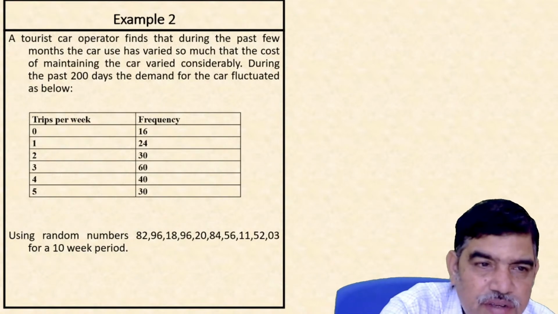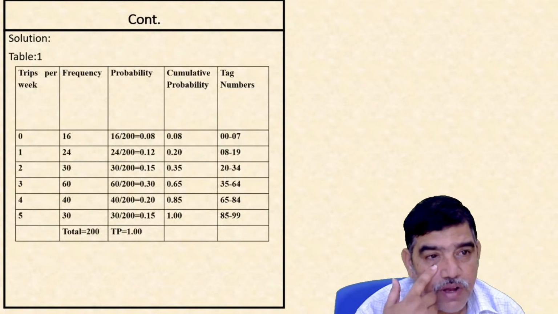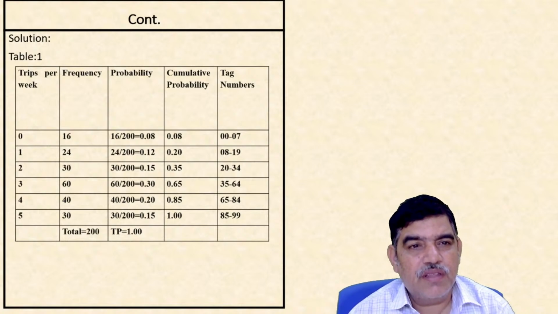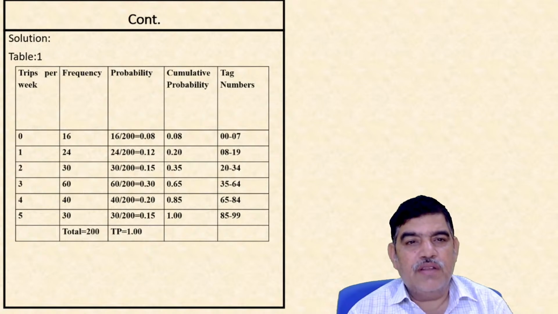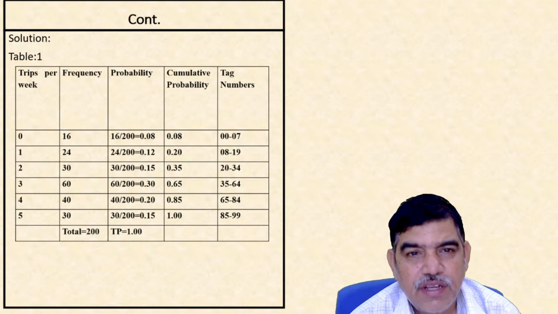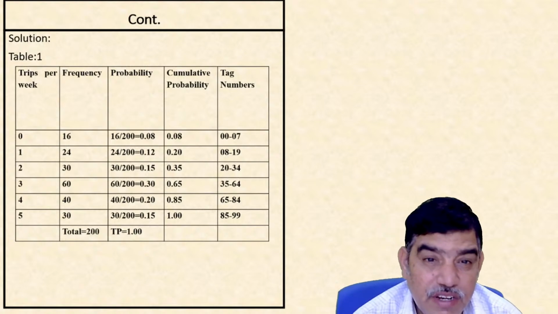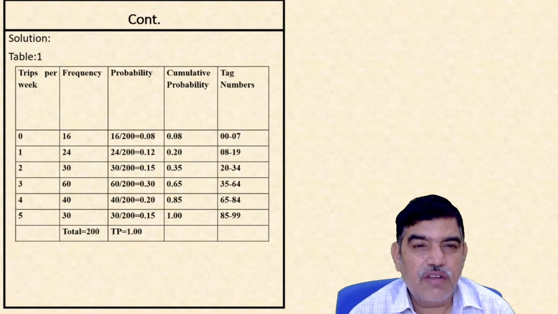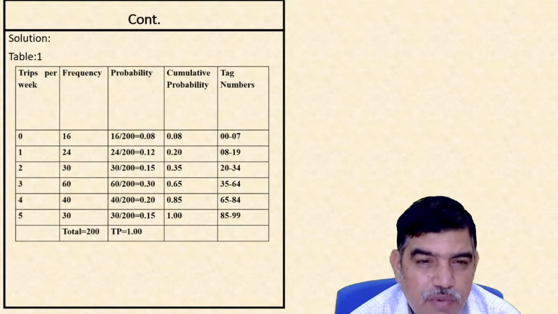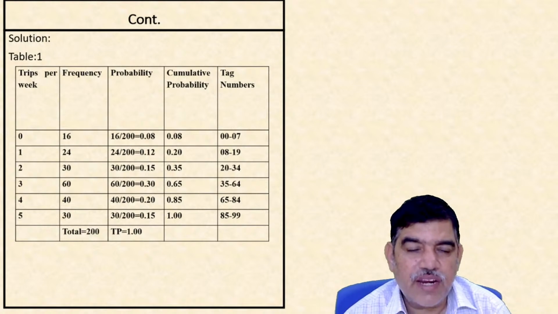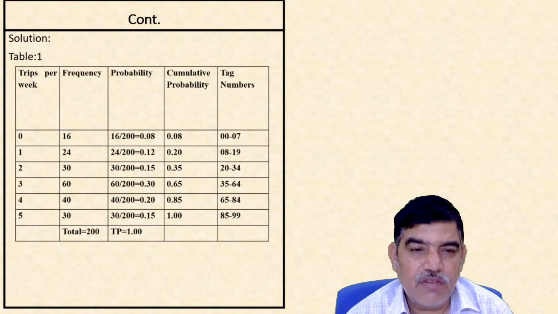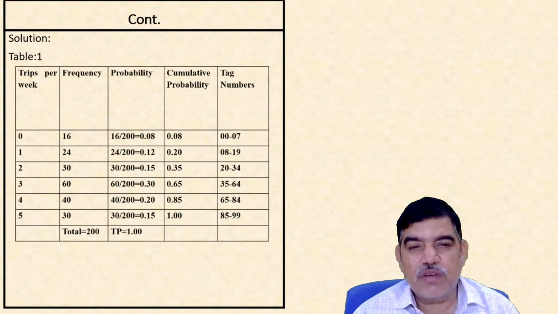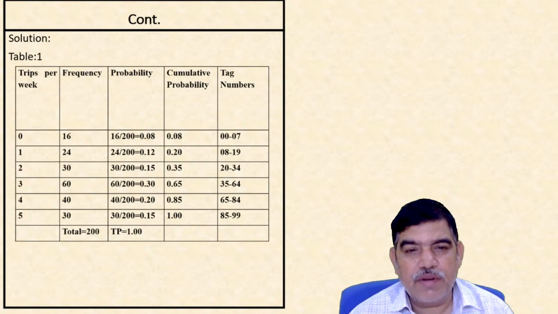Let us consider table 1, trips per week. Second column is the frequency. Third column is the probability. Then the fourth column is cumulative probability and tag numbers. Tag numbers means the random numbers. So trips per week 0, frequency is 16. We get the cumulative probability 0.08. So the tag number becomes the interval where 0.08 is present, that is 00 up to 07. That is the interval, upper limit and lower limit.